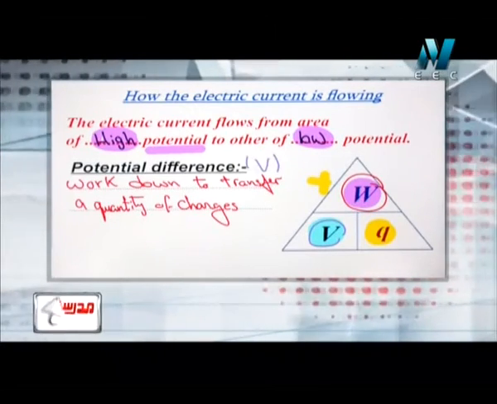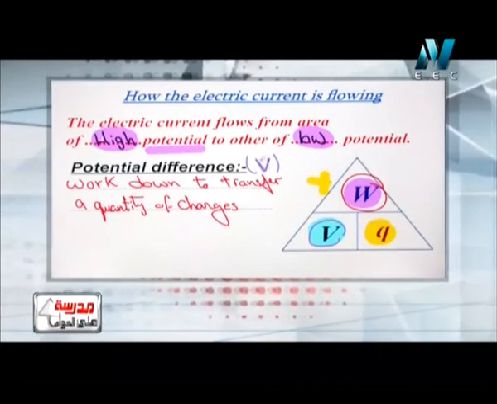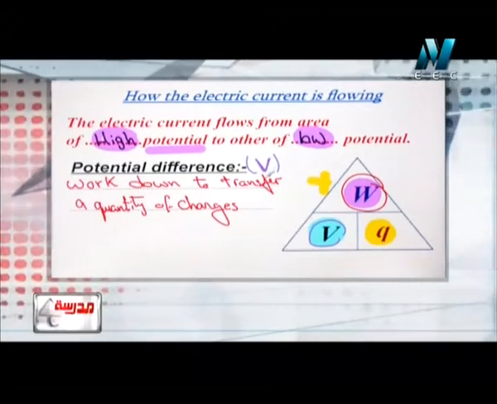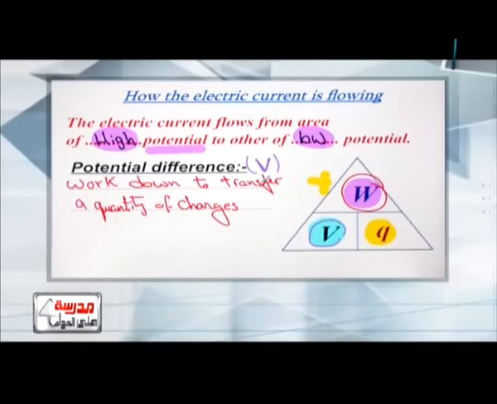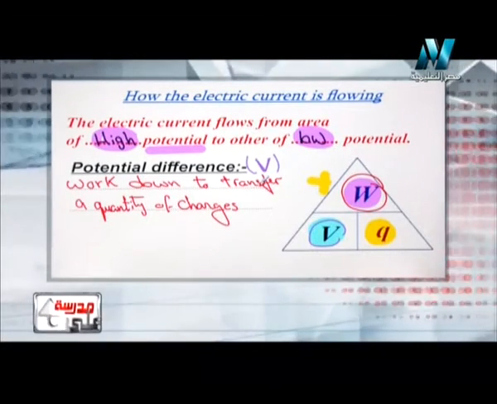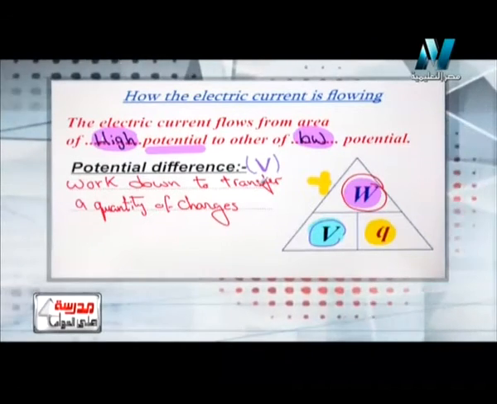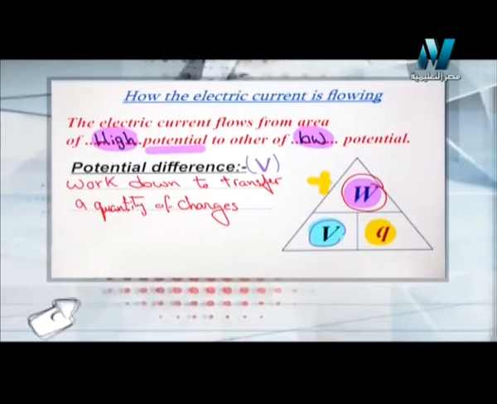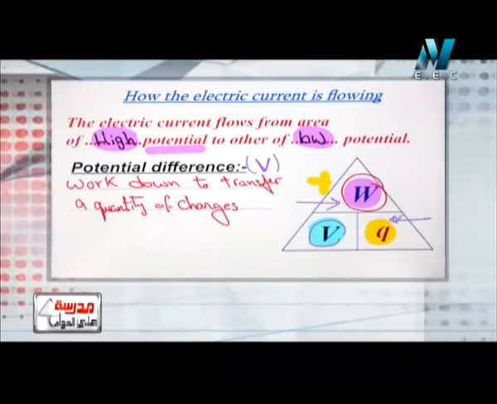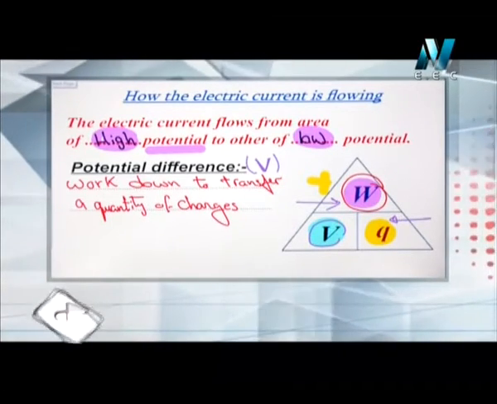Potential difference is V. V does not mean volt, because I know some students will say V is volt. No. The measuring unit of potential difference is volt. But here we have a potential difference, and its symbol is V. Okay? So it is work done to transfer a quantity of electric charge. So I have defined what is meant by potential difference from the triangle.